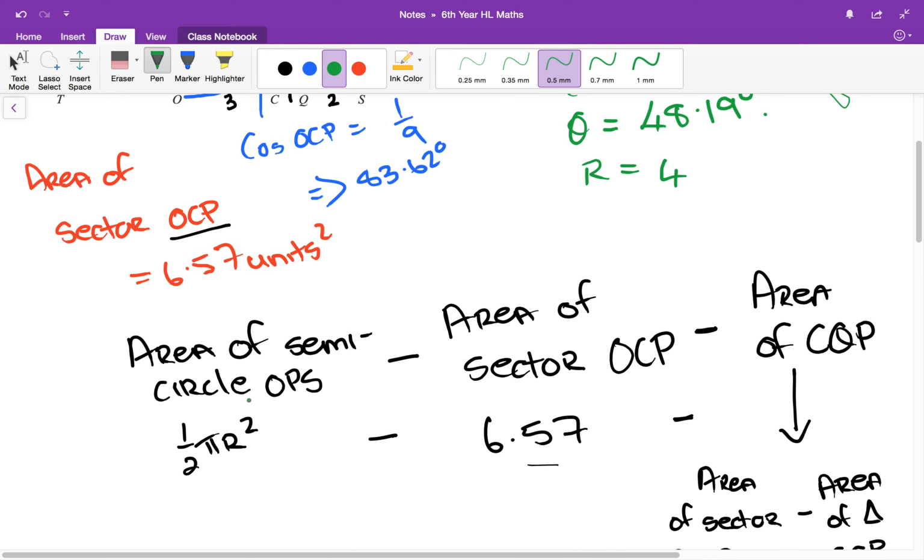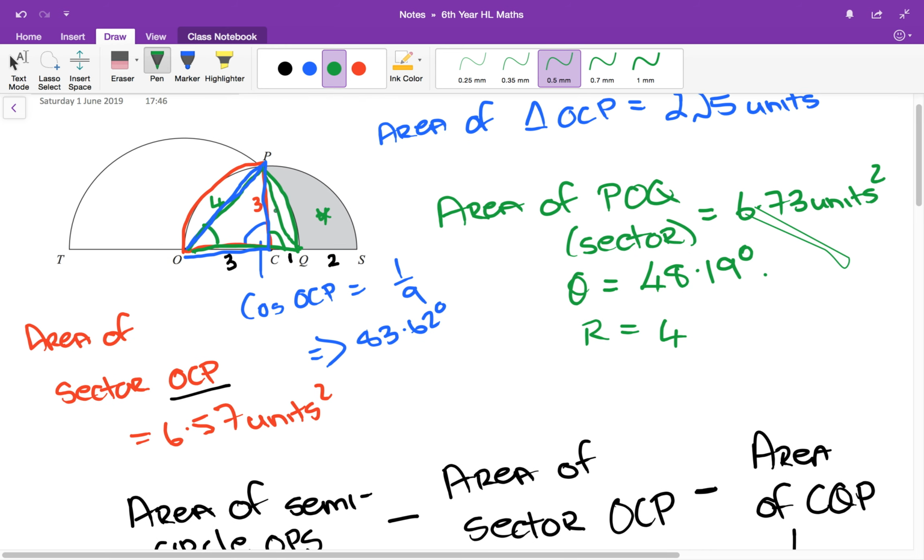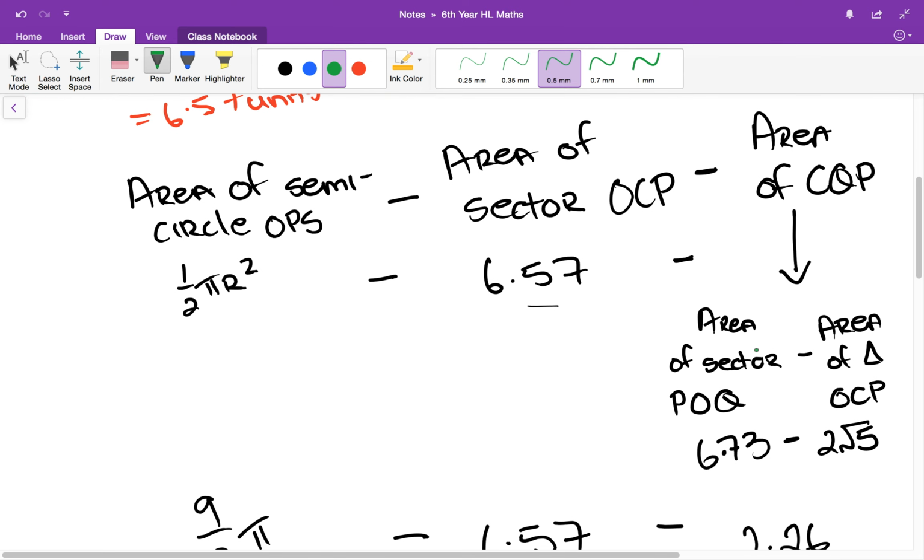Okay, so to get the entire semicircle, it's fine, pi r squared, and then half it because it's a semicircle. And we know the radius, it's a small one, so the radius is 3. The area of sector OCP, it's here, we've done already. Now, the problem is CQP, which is this little bit here. So the way I did it was the sector of OPQ, which we have already. So the sector OPQ minus the triangle OCP, and you'd be left with this CQP part.